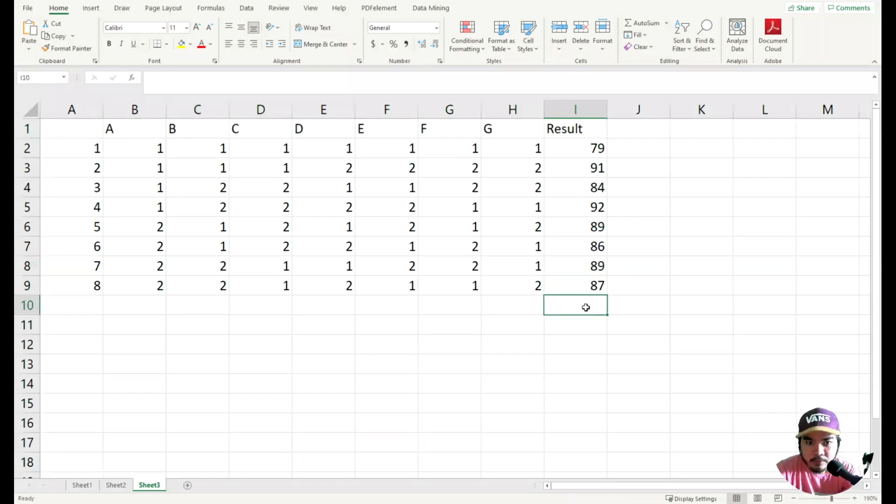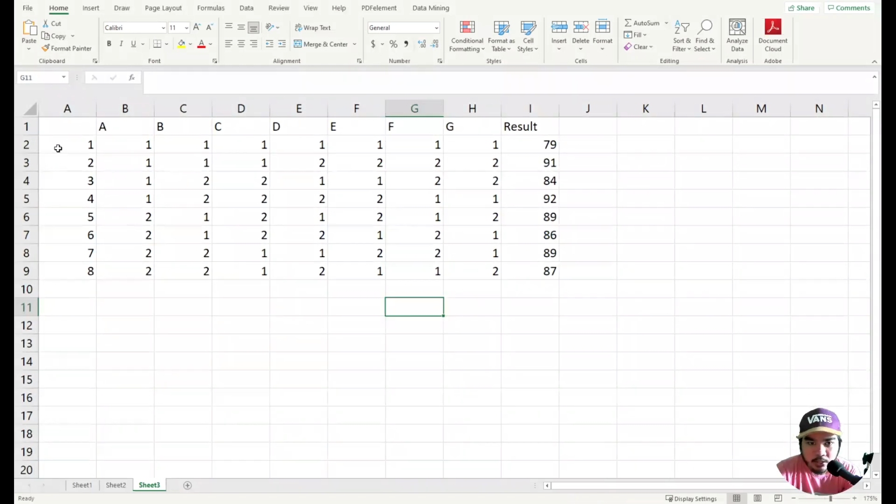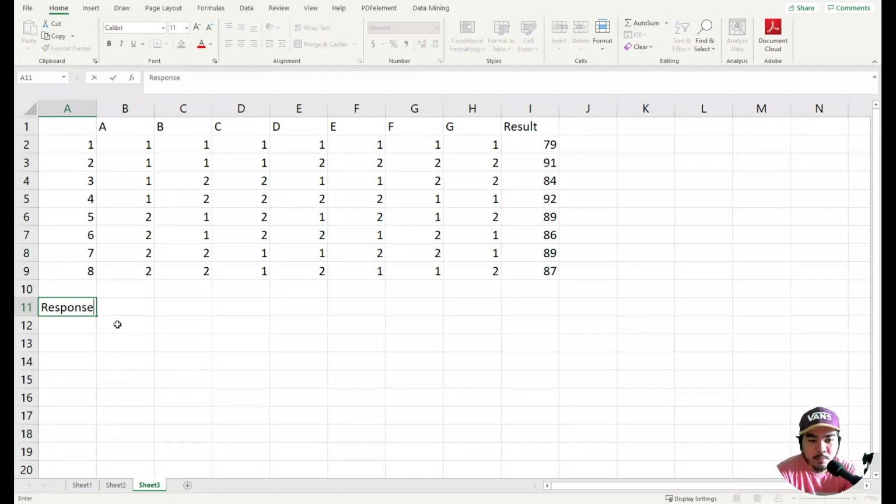Okay? So, ito yung results natin, Excel. So, what we need to do is set up muna tayo ng response table, wherein i-sum natin lahat ng yung of the same level. Okay? So, what we can do is create a response table. Call this a response table. And sa response table natin, dito sa left-hand side, let's just type in the levels.